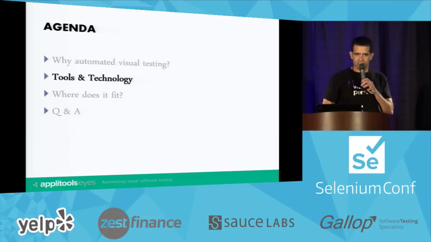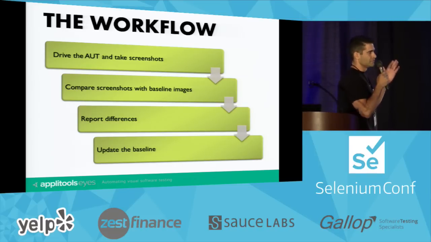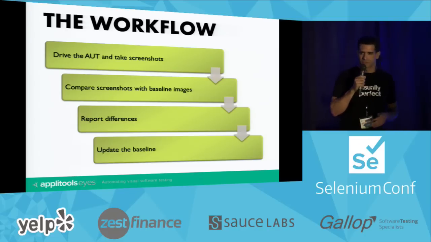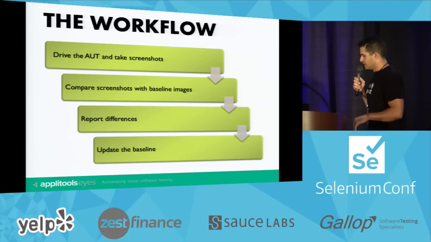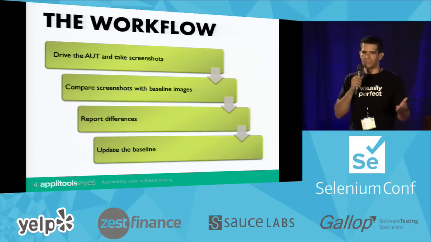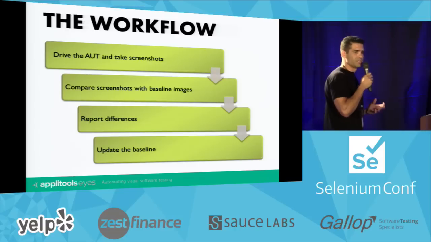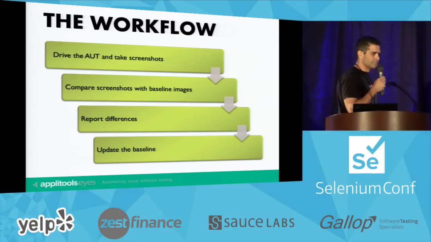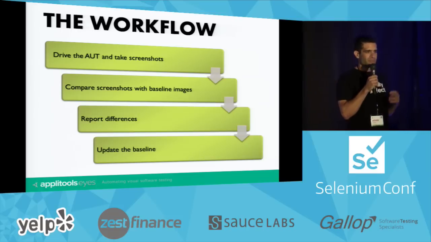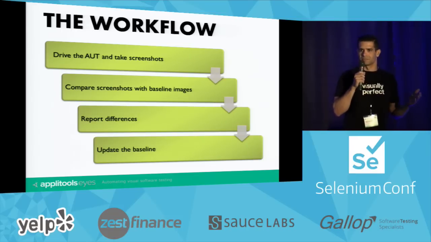Okay, so let's move on and take a look at some of those tools. But before we do that, let's go over the basic workflow that all the tools share. There are 4 steps to this workflow. In the first step, you basically drive the application under test and take screenshots. In the second step, the tool takes those screenshots and compares them with baseline images. These baseline images define the expected appearance of the application, and in most cases, these are screenshots that were taken in the past and were approved by a tester.